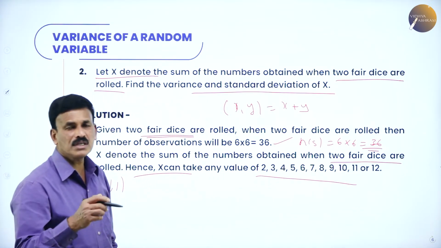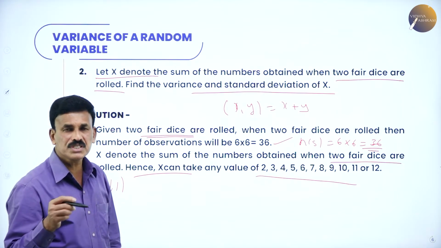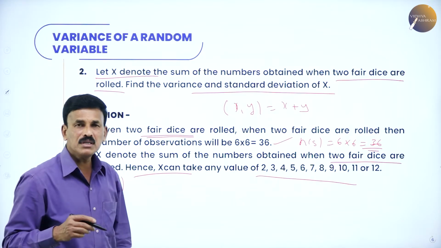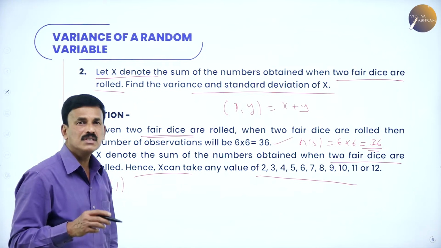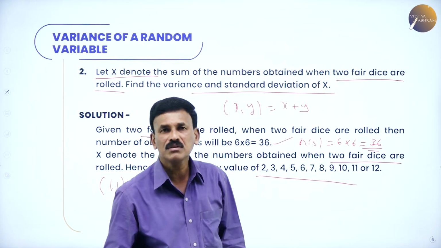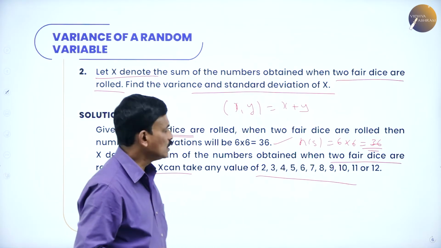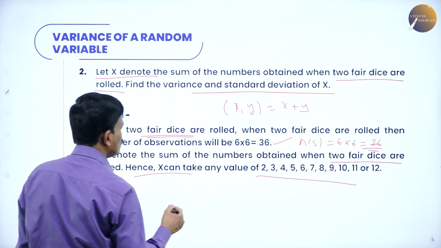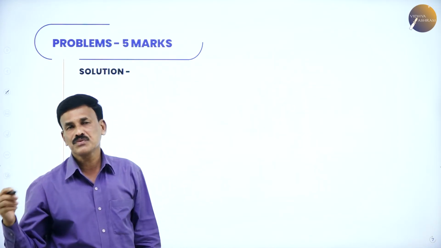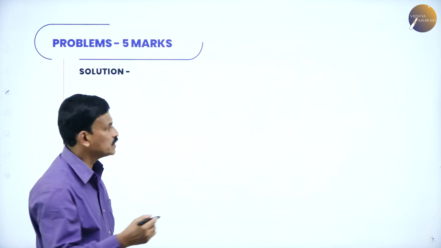Now just find out the value of X is equal to 2, X is equal to 3, up to X is equal to 12. Construct a table and find out the value of E of X and E of X square. Simplify, you will get the answer. That's it. Okay. Now let us come to the first case. Take the values of X equal to 2, 3, 4, 5 and find out the probability distribution table.